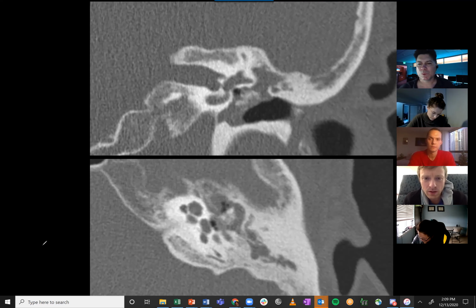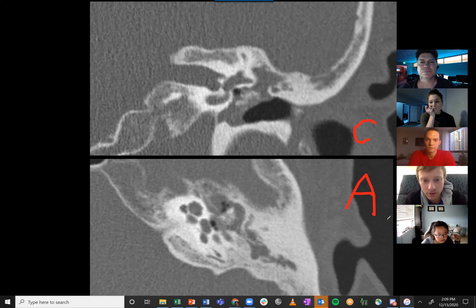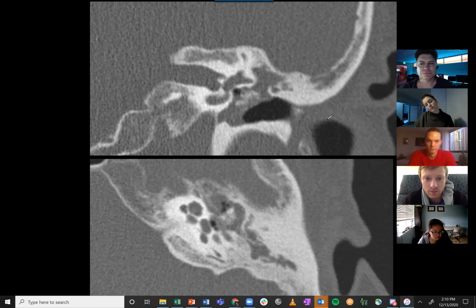I'm looking at a CT of the temporal bone. On the top is a coronal, on the bottom is an axial. Right. It's bone window, bone kernel. Right. And there's opacification of the middle ear cavity. Right. I don't see the ossicles very well. They seem very eroded, actually.